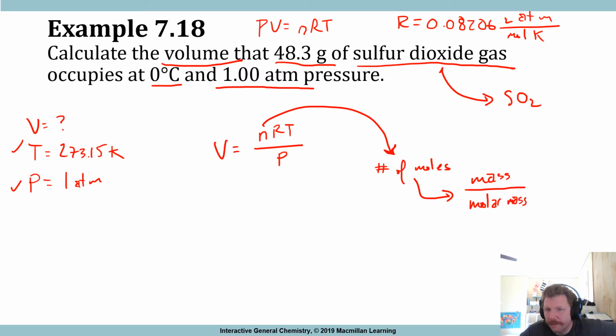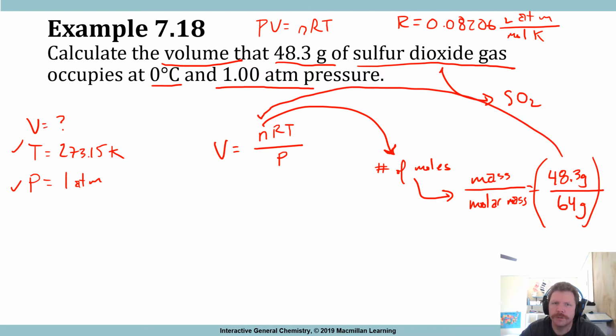Now, we have our mass, which is 48.3 grams. Do we have our molar mass? Well, we don't have our molar mass, but we have the identity of our gas. And by having the identity of our gas, which is sulfur dioxide, we can deduce that our molar mass for sulfur dioxide is approximately 64 grams. So effectively, this right here is equal to n, so it gets plugged in right there.